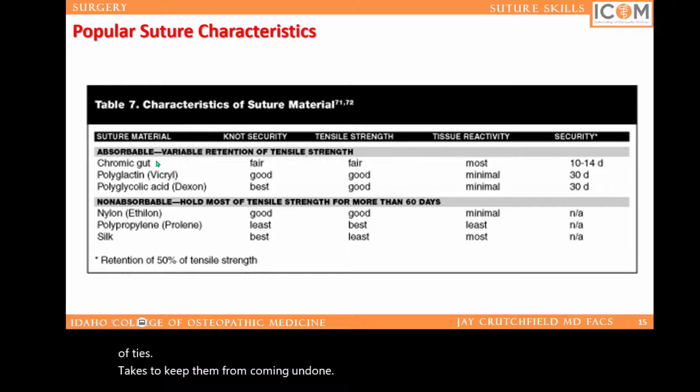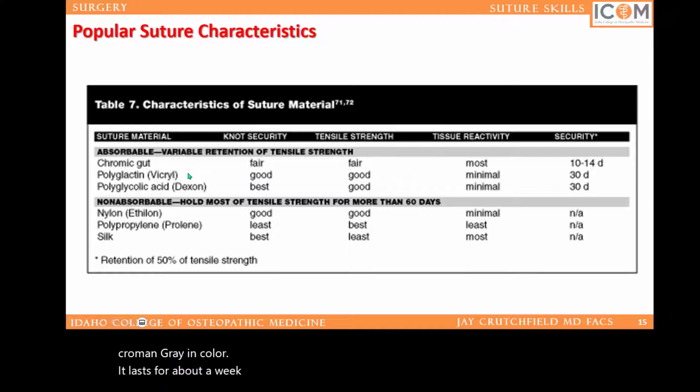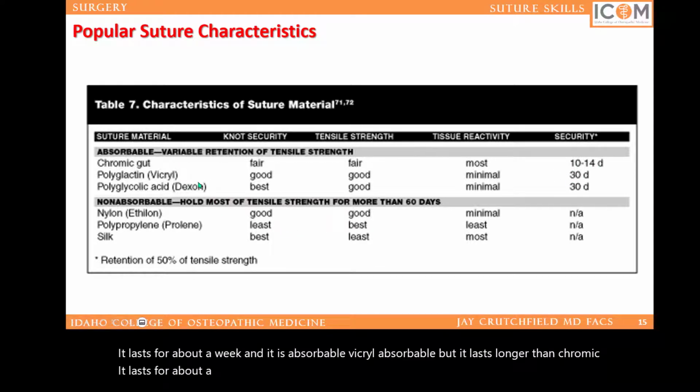Chromic gut or cat gut used to be made from cat guts, not anymore, but chromic gut is, as it sounds, somewhat chrome and gray in color. It lasts for about a week, and it is absorbable. Vicryl is absorbable, but it lasts longer than chromic. It lasts for about a month. Dexon, which is Vicryl made by another company, can also last for about a month.